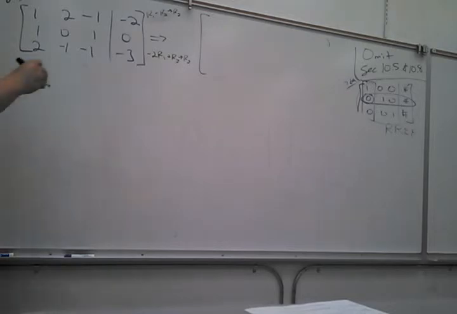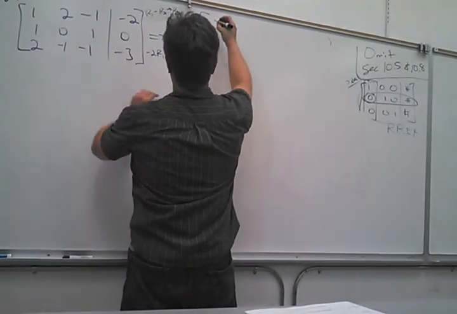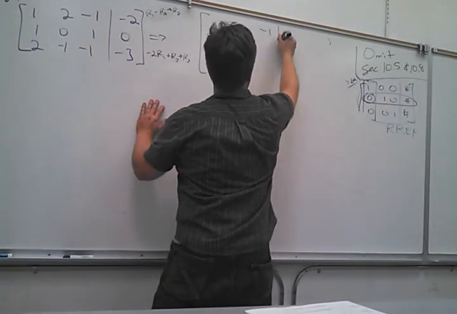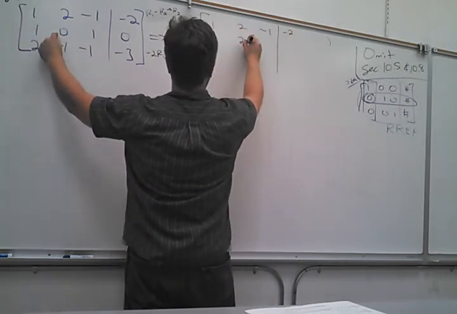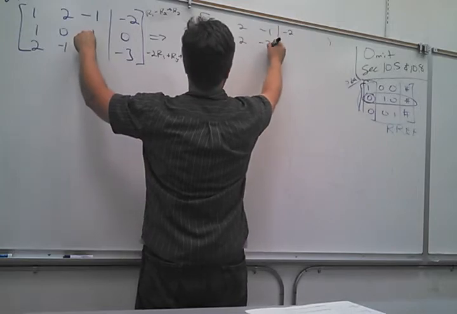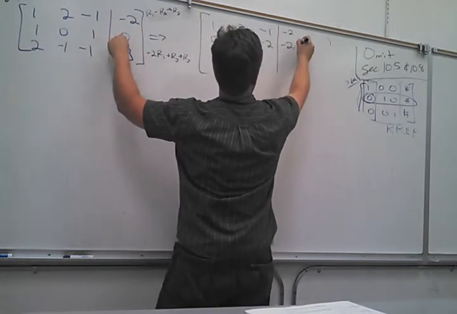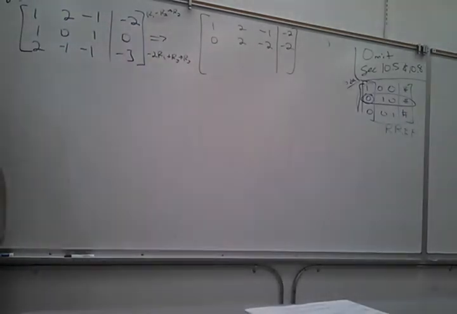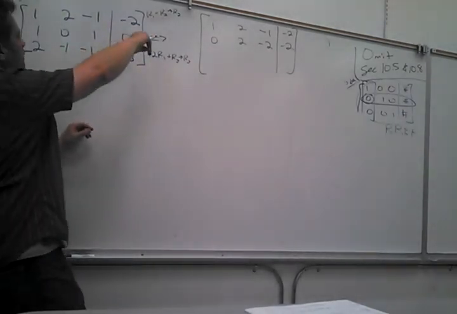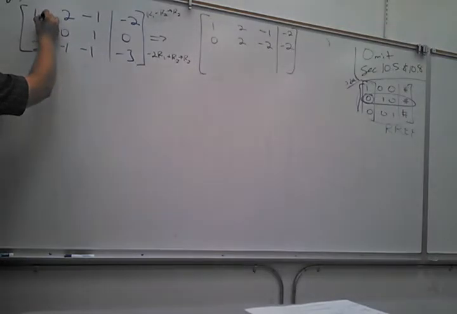If you do this, the first row stays the same. You get 1 minus 1 is 0, 2 minus 0 is 2, -1 minus 1 is -2, -2 minus 0 is -2. So did you get -2, 2, 2? All right, sweet. So we get the same thing. We can always change. And then -2 row 1.